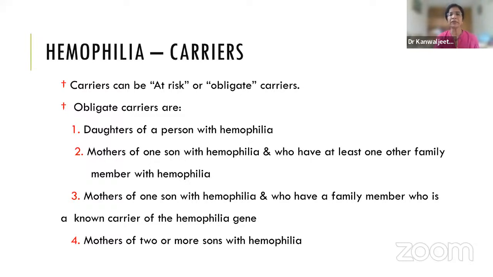Other scenarios are where a woman has one son and another family member who is either a carrier or diseased. So if a woman is linked between two members in the family, both with the disease, or one with the disease and the other a confirmed carrier, then that lady is an obligate carrier. Obligate carriers' samples can be used to identify the mutation if we don't have the proband's case.